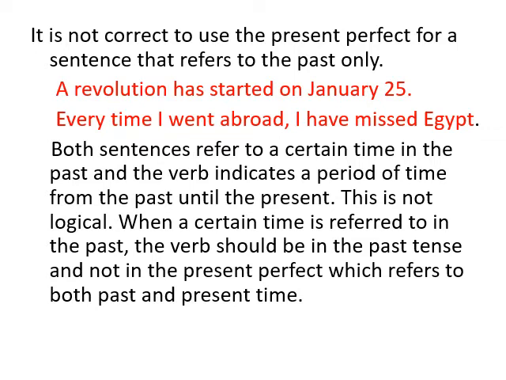I have missed Egypt. لا, برضو I missed Egypt. Both sentences refer to a certain time in the past, and the verb indicates a period of time from the past until the present. This is not logical. When a certain time is referred to in the past, the verb should be in the past tense and not in the present perfect, which refers to both past and present time.